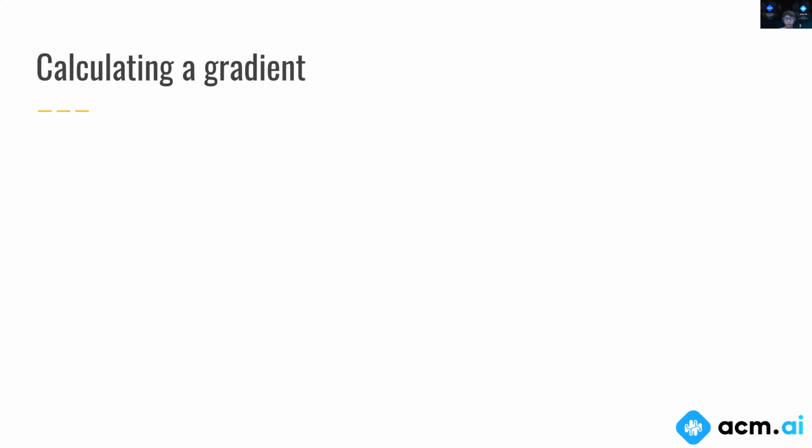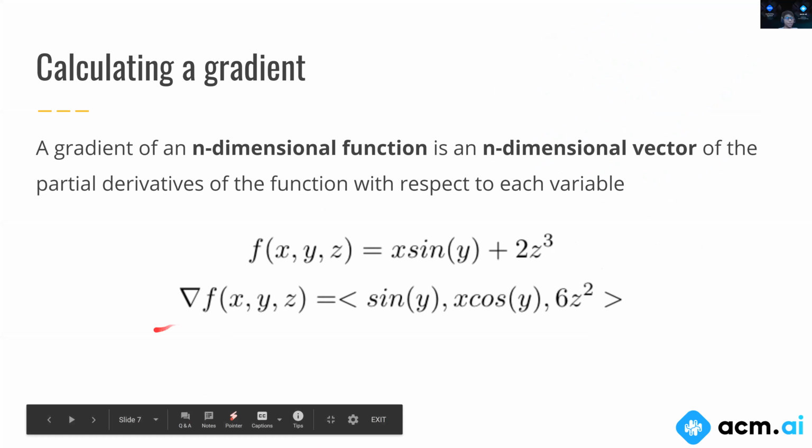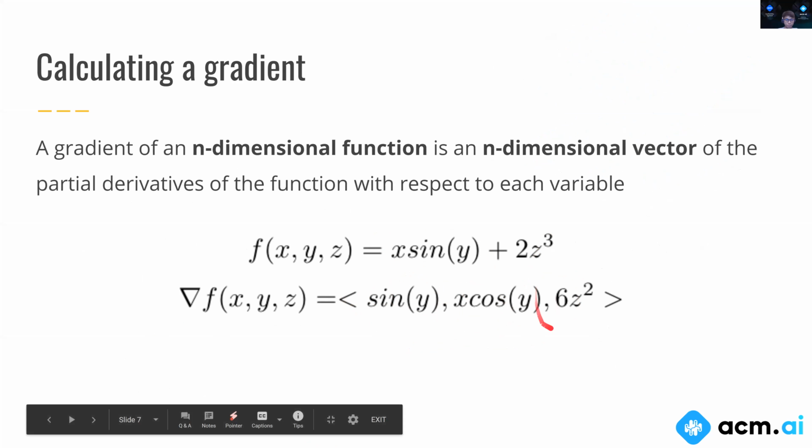So if you recall, an n-dimensional function has n different partial derivatives. What I'm going to do is take all these partial derivatives and stick them in a vector. When I do that, I get the gradient. So that's literally just what the gradient is. It's a vector containing each of the partial derivatives. So this is the derivative with respect to x, with respect to y, and with respect to z.